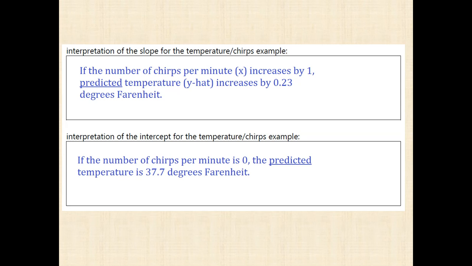Interpreting the intercept down below, if the number of chirps per minute is 0, the predicted temperature is 37.7 degrees Fahrenheit. I suppose there, if you took the context out, it would be if x equals 0, y hat equals 37.7. But what you want to have would be something like what's there. Again, there are 4 things that you have to have. You have to have x equals 0. You have to have the value for the y-intercept. You have to have that it's a predicted y value. And you have to have the context. Those are the things that need to be in there for the interpretation of the intercept.